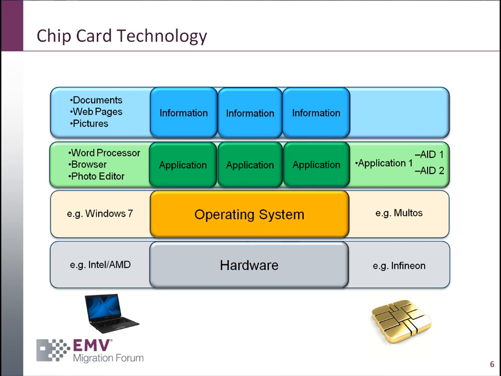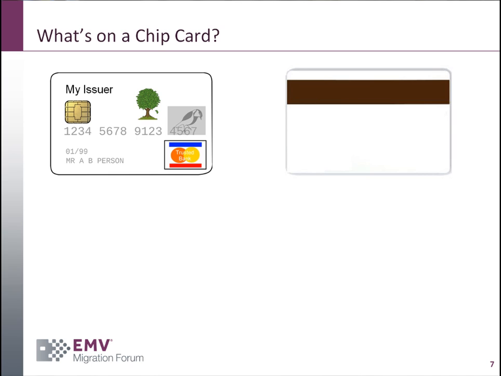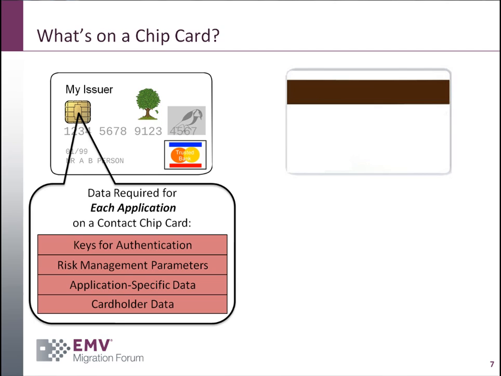Each application contains files with data that is referenced by the chip card and the terminal during an EMV transaction. A chip can hold a lot more information than a magnetic stripe. As we noted on the previous slide, for each application or AID on the chip, some specific information is required. This information can vary from one application to the next.